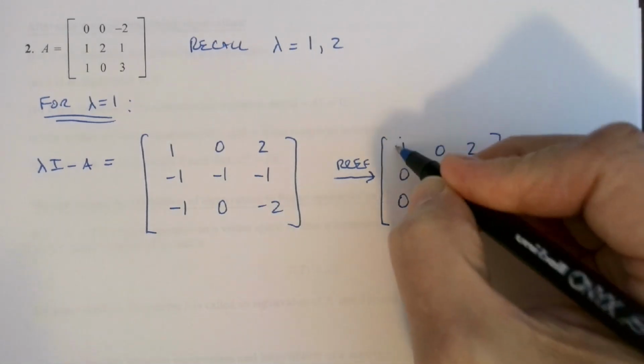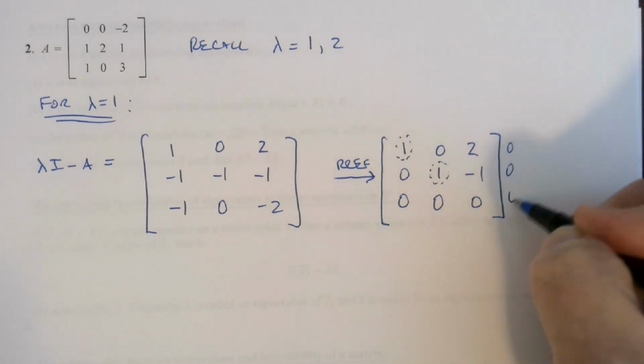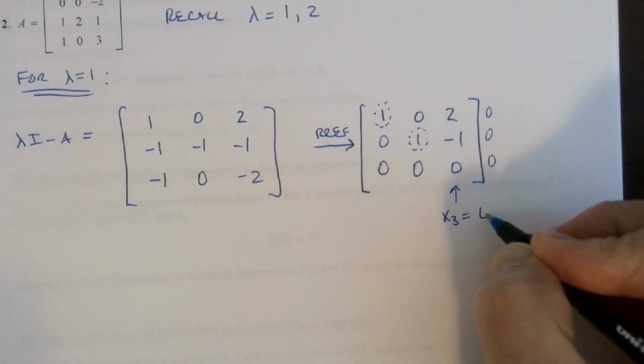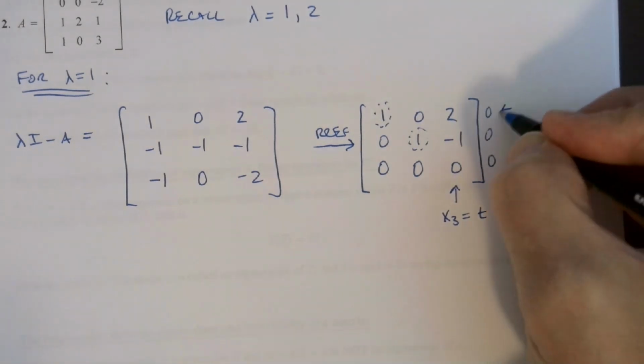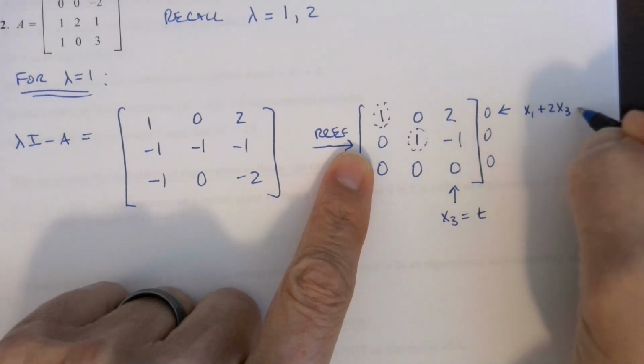Okay, there's my leading ones. Don't forget this is the coefficient matrix. I've still got zeros here. Notice here I've got x3 is a parameter. We'll call that t. And my first equation says x1 plus 2x3 equals 0.